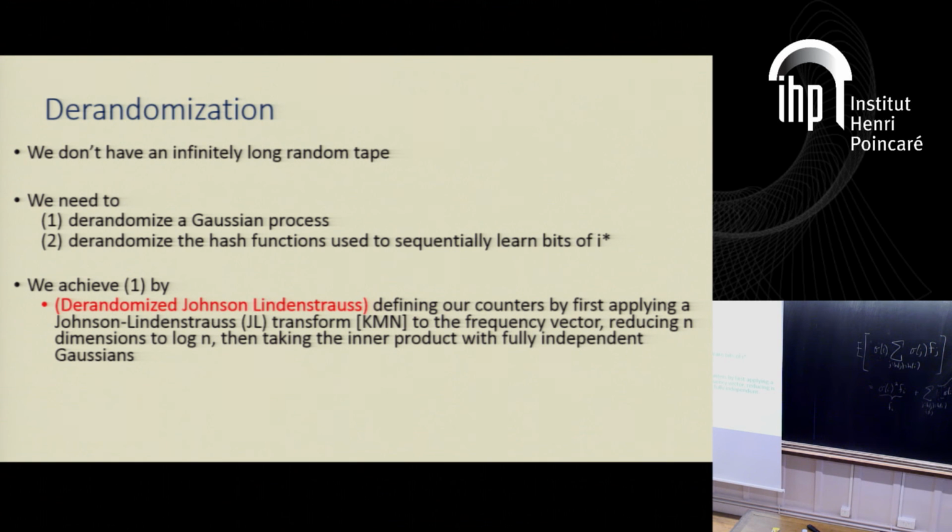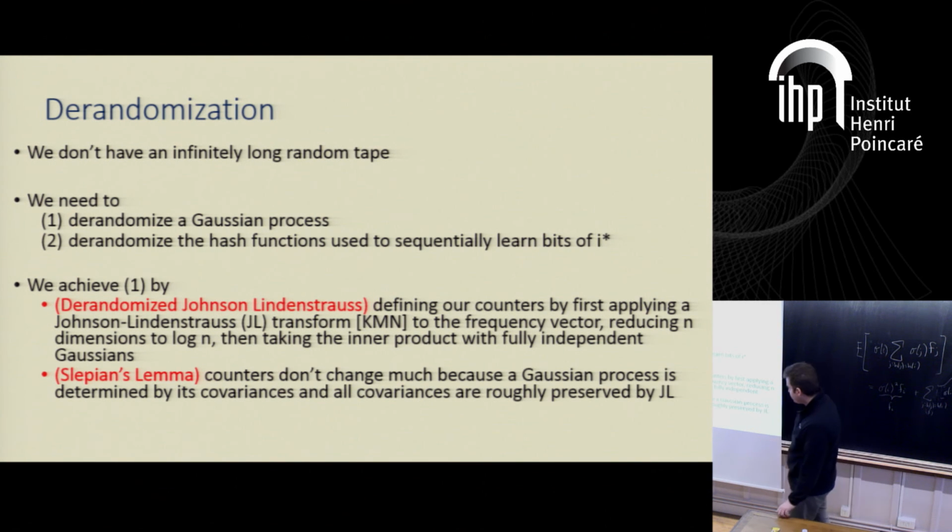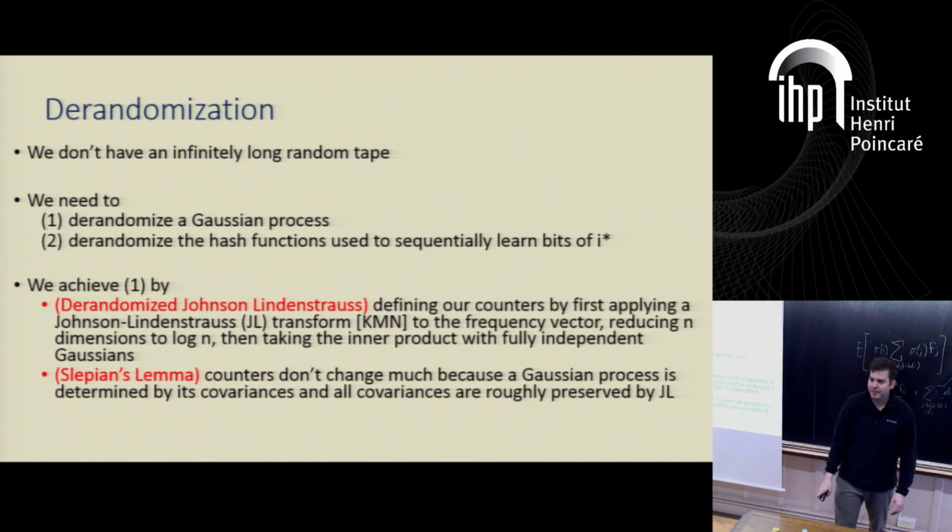We also can't use Gaussians because they're an infinite representation. This whole analysis actually works if you use random sign variables. So really, you just have to maintain log n random sign variables, which you can do in log n bits of space. And why is it OK that the vector got squashed? Why do I still have all the same behavior in the algorithm? There's this thing called Slepian's lemma, which says that a Gaussian process is entirely determined by its covariances.